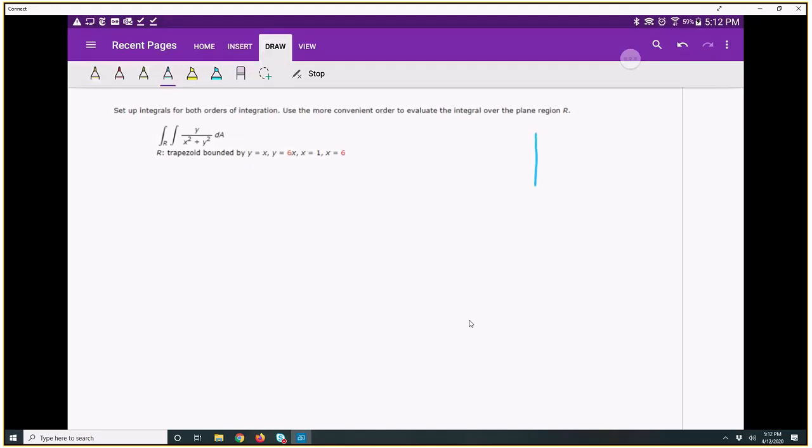In my Cartesian coordinate system, we're going to get the different pieces. First, we have the line y equal to x. Then we have the line y equal to 6x. Then we have x equal to 1, so it should be somewhere here. And finally, we have x equal to 6. So the region we are interested in is going to be shaded this way.